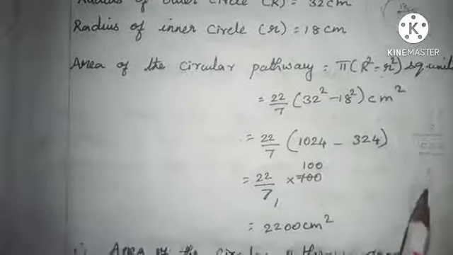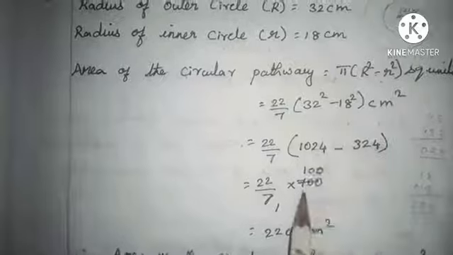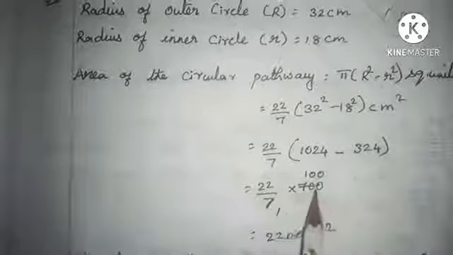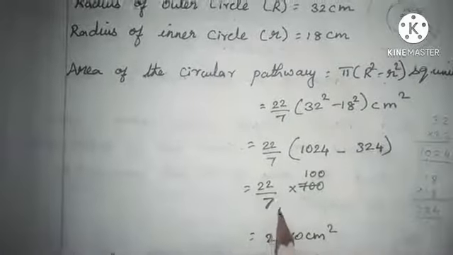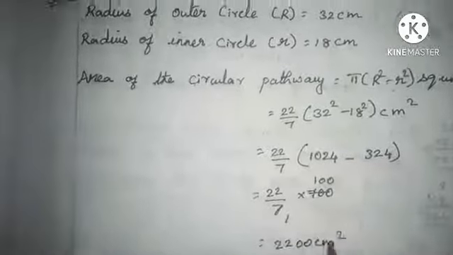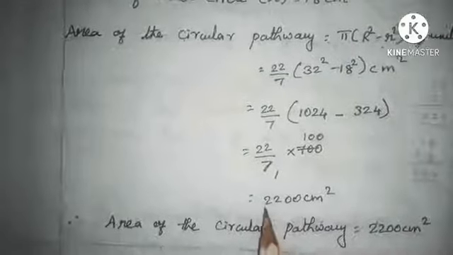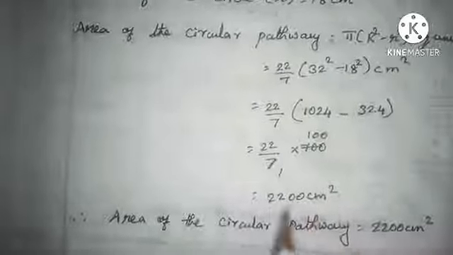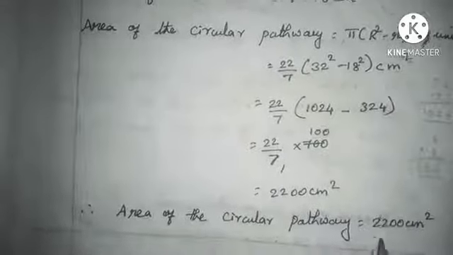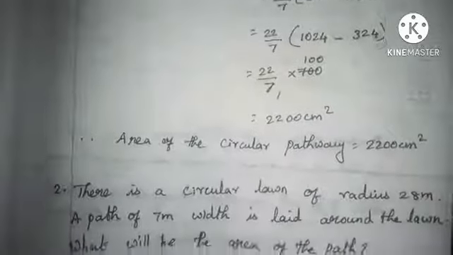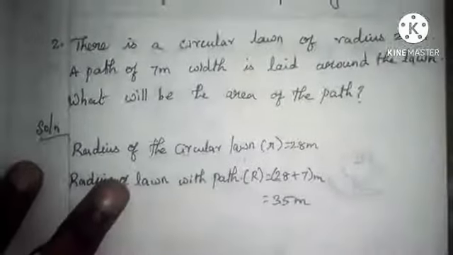After multiplying it, you have to subtract it and get it as 700. That is 22 by 7 into 700. If you cancel by the common factor 7, it becomes 100. When we multiply 22 and 100, we get the answer as 2200 centimeter square. Therefore, area of the circular pathway is equal to 2200 centimeter square.